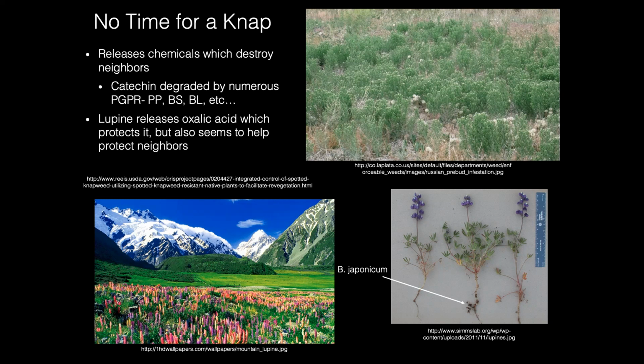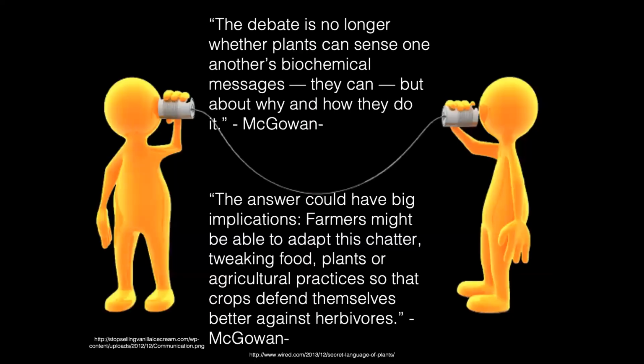Not only that, we see that lupine releases oxalic acid, which protects it, but not just it. It seems to help protect its neighbors. And again, as we have more neighbors that are able to grow, we have more carbon fixation, more sugar, more soil building, more microbes. The lupine itself gets more food out of it.